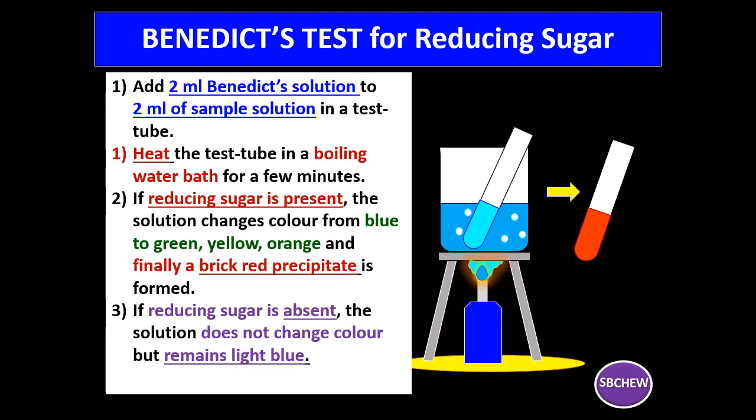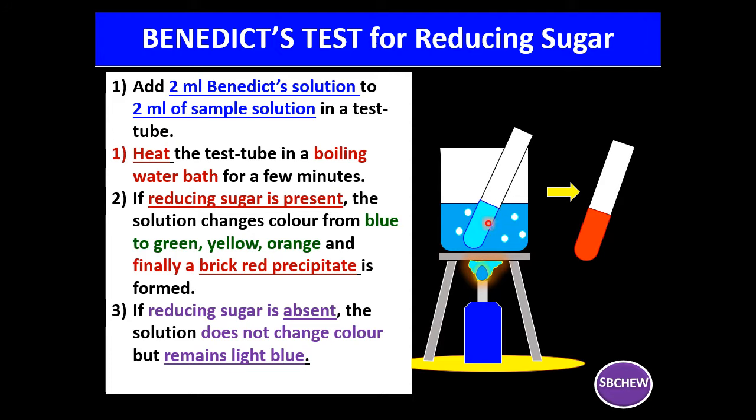Now the Benedict's test for reducing sugar. So let's revise this. Add 2 ml Benedict's solution to 2 ml of sample solution in a test tube. Note that we add equal volumes of Benedict solution to the sample solution. If you add too little Benedict solution, sometimes the results are not clear. Now, number 1, heat the test tube in a boiling water bath for a few minutes, after you have mixed the 2 solutions together.